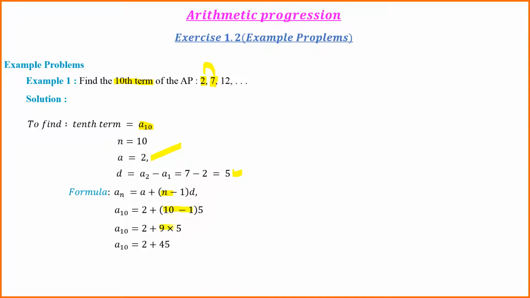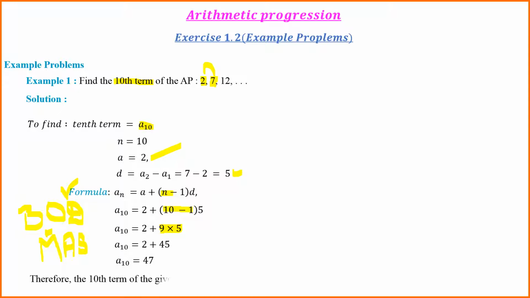Why are we supposed to first multiply instead of adding 2 plus 9? According to BODMAS, in mathematics some operations have priorities. B stands for bracket, D stands for division, and M stands for multiplication. First we are supposed to go ahead with multiplication before any addition or subtraction. So we multiplied, then we add 2. You get 47, where we say the 10th term of the arithmetic progression is 47.